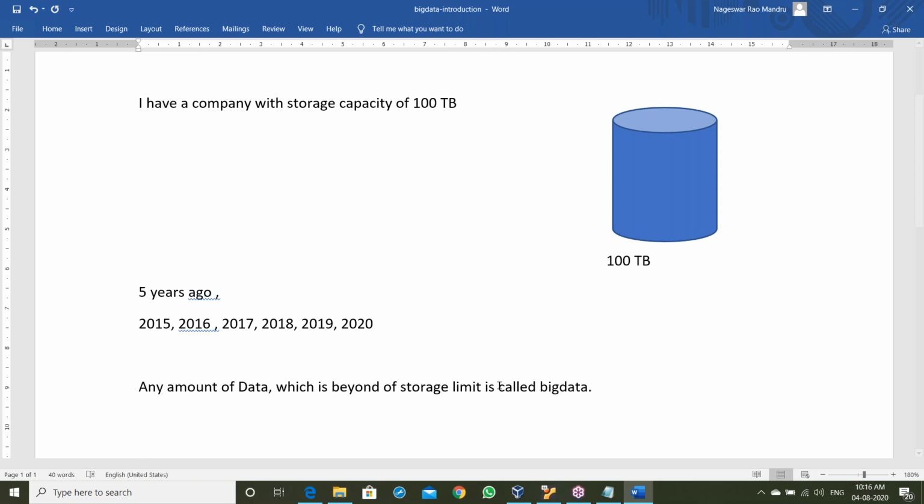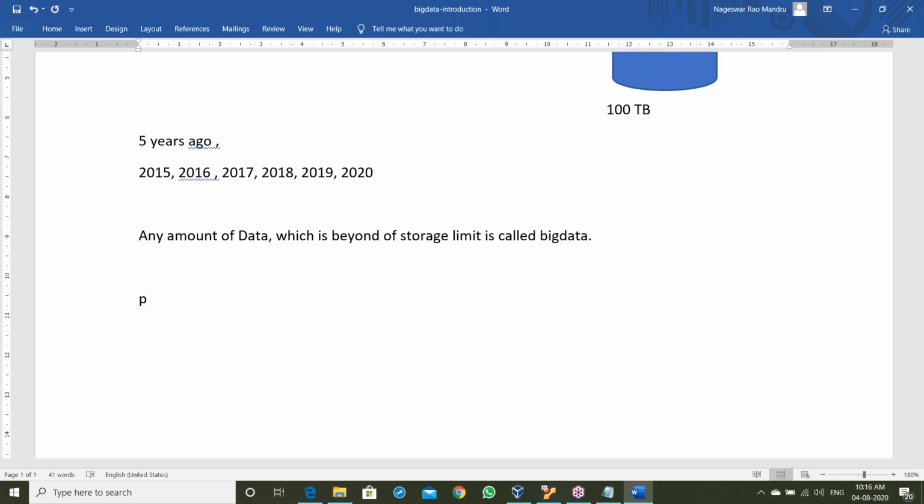I'll give one more example. Suppose your personal laptop has 1 TB of disk space, and you purchased the laptop last year.